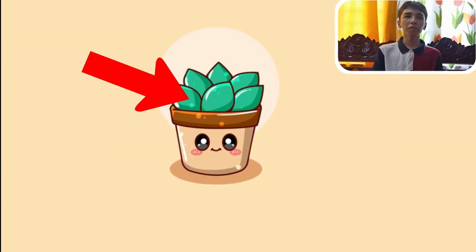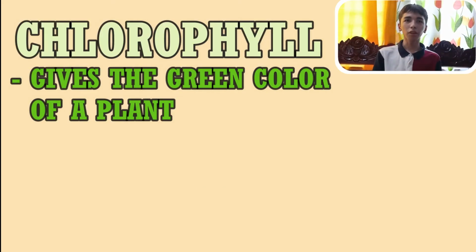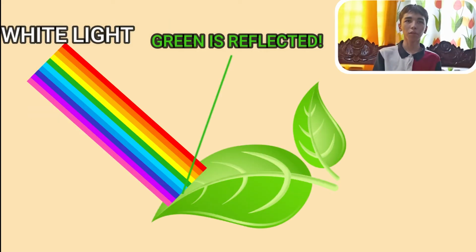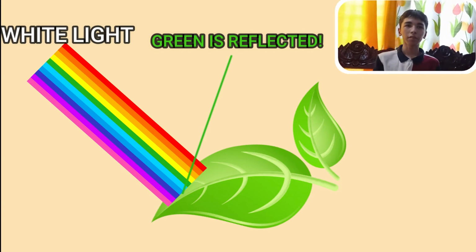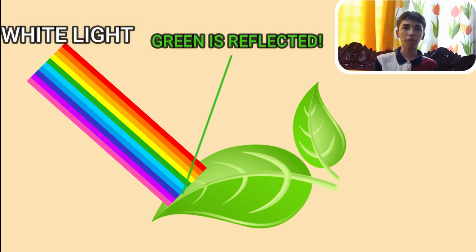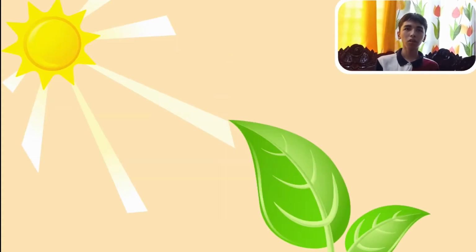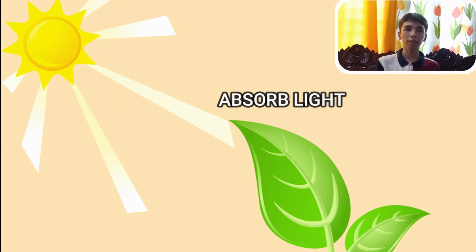So firstly, what is chlorophyll? Have you noticed the green color of a plant? Well, chlorophyll gives plants their green color because it does not absorb the green wavelength of white light. White light consists of three primary colors: red, blue, and green. That particular light wavelength is reflected from the plant, so it appears green. The function of chlorophyll in a plant is to absorb light, usually sunlight.